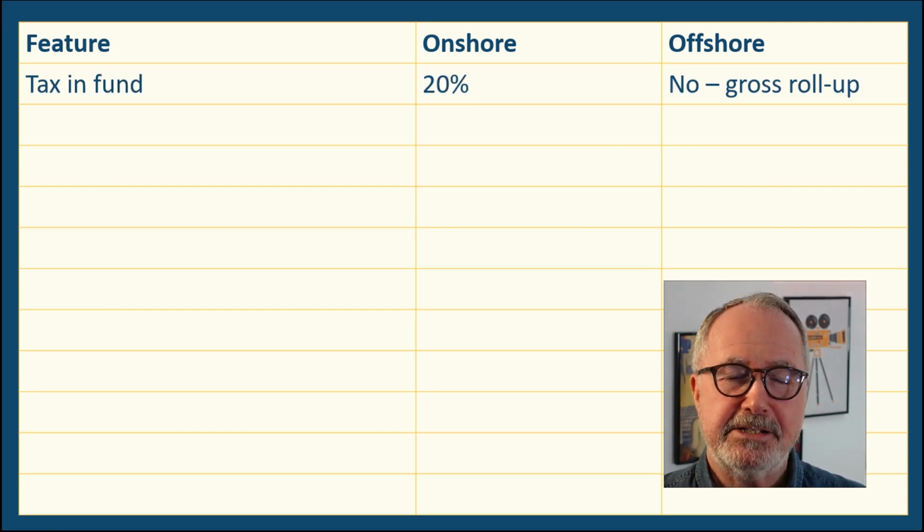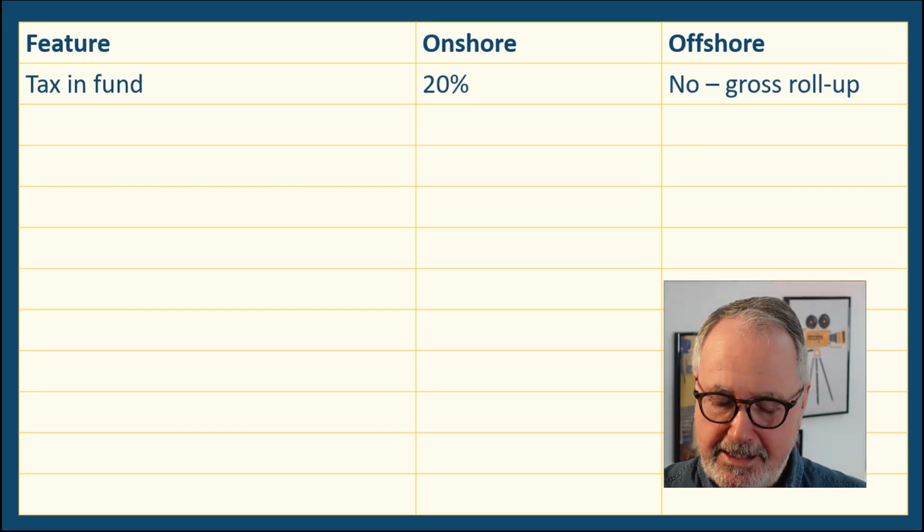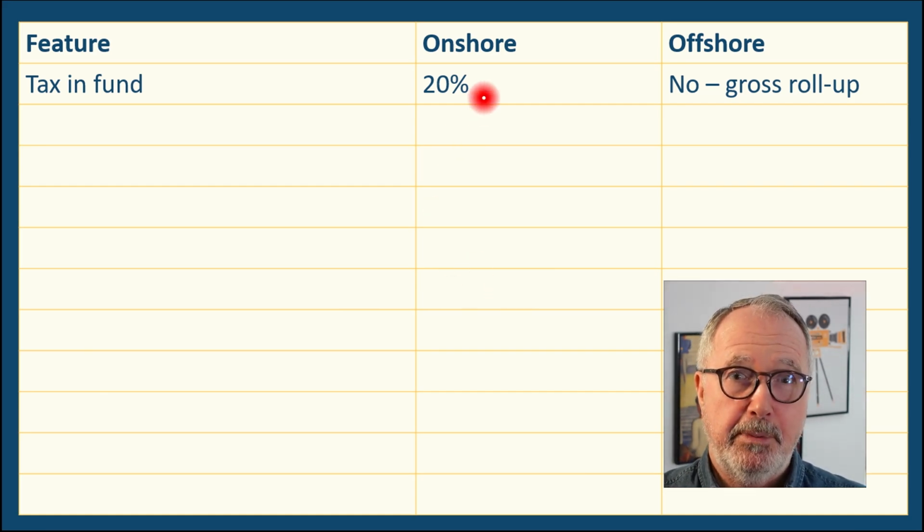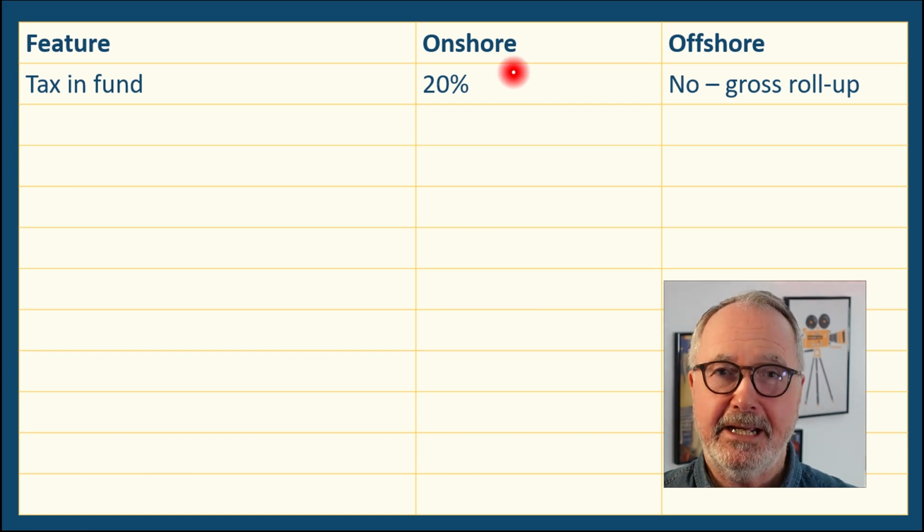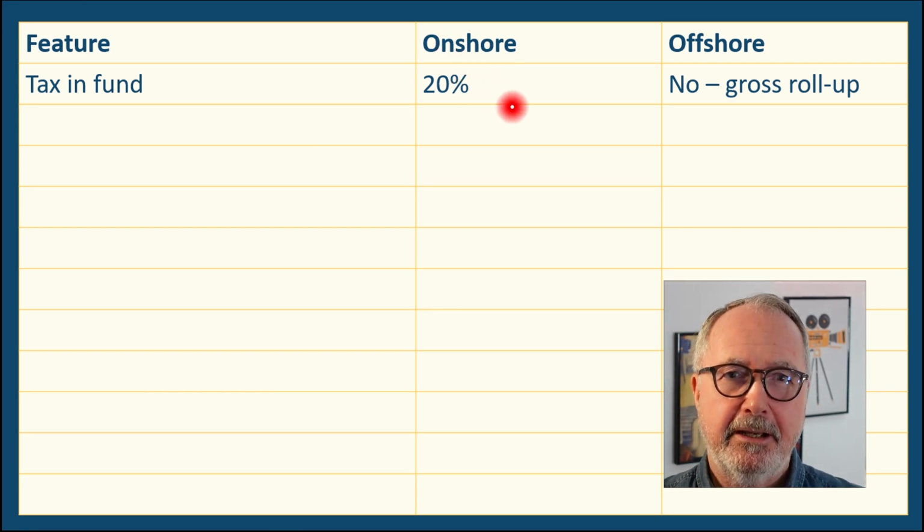First of all, tax. Tax in the fund, that's the big one. Now, we've talked about this already. If it's an onshore bond, then the tax is roughly 20%. Well, it mitigates basic rate tax and capital gains tax. So it's their own rate they negotiate with HMRC. But it's essentially the fund is taxed at source, at basic rate tax.